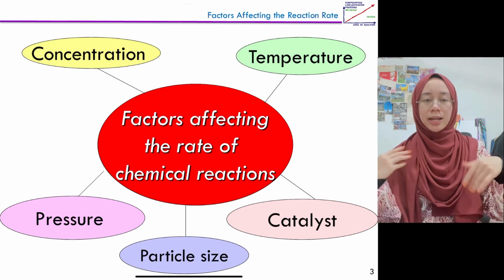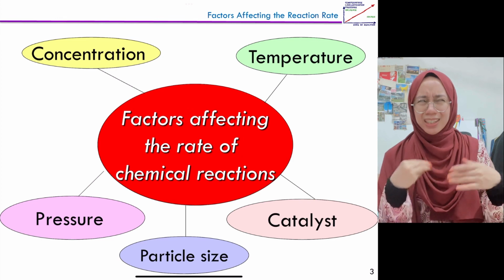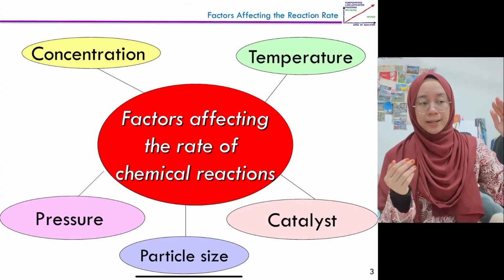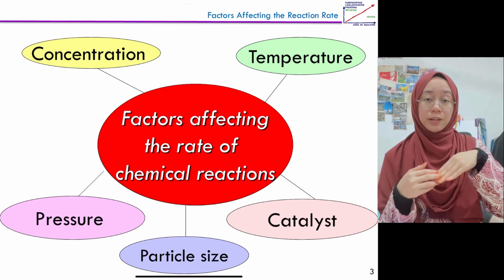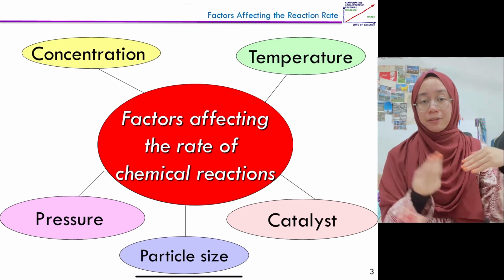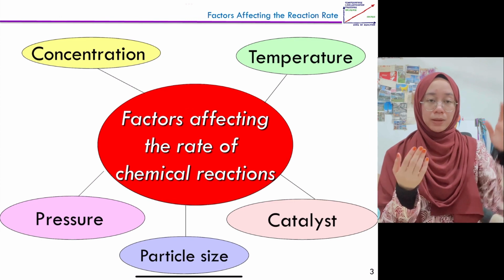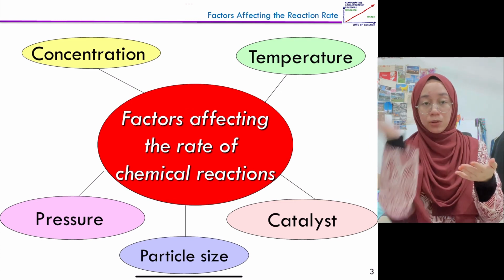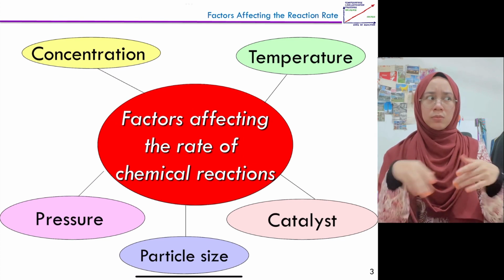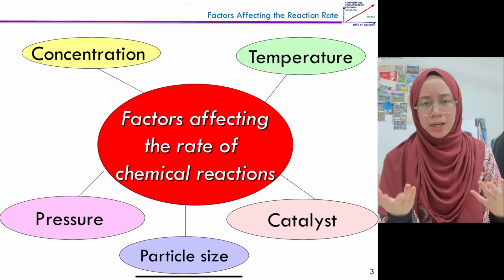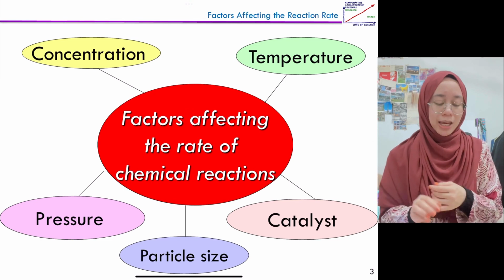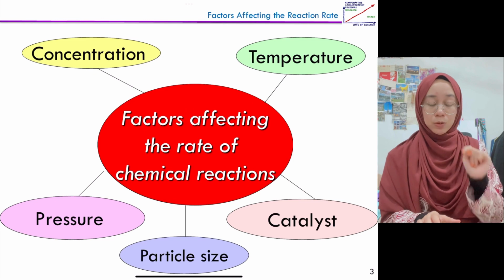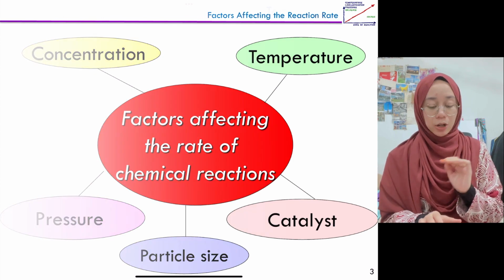Catalyst pula dia tak directly affect the reaction rate lah, but what it's going to do is dia akan lower down the activation energy. Dia akan bagi alternative pathway. So bila dia dah lower down the activation energy, meaning more molecules can react then. So bila more molecules can react, meaning the reaction rate akan increase juga after that. Alright, so fokus kita hari ni adalah lebih kepada temperature and also catalyst lah. So kita akan tengok pasal temperature.